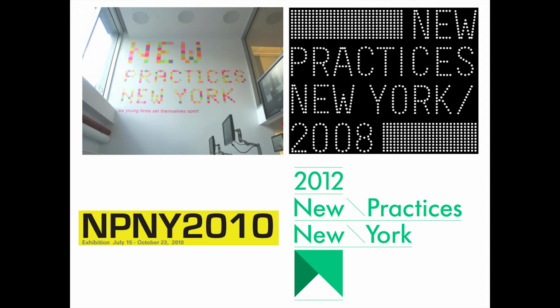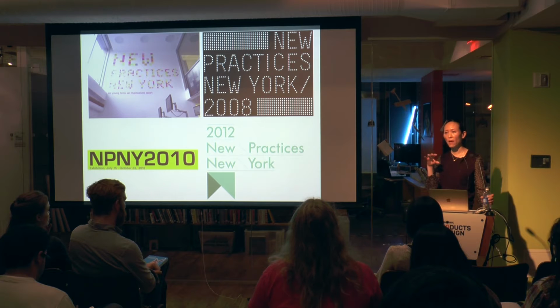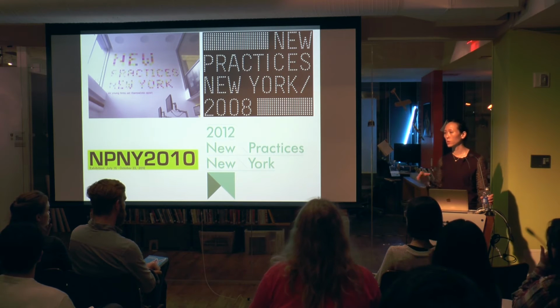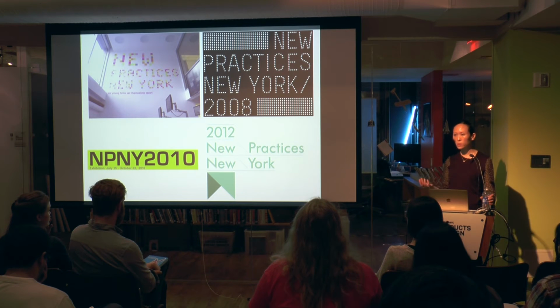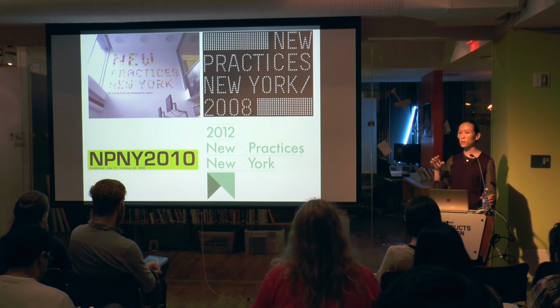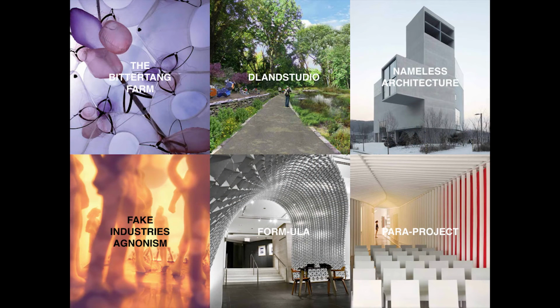They're all great. But when we were asked to imagine the new identity for New Practices, the first thing that we thought was that it doesn't matter what the identity is, it will have to be spatialized some way, because there's always an exhibition for the winners to exhibit their work inside the center. So the idea of spatializing an identity was really important from the very beginning. These are the winners from 2014, six winners. There are always six winners, and their work will be exhibited inside the space.